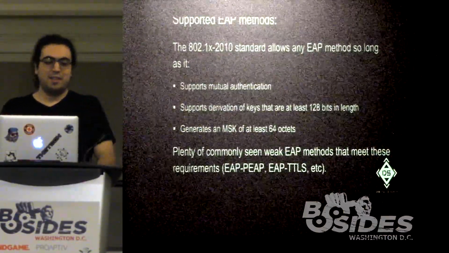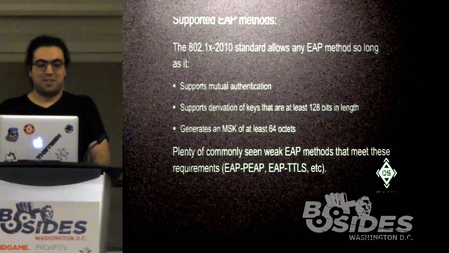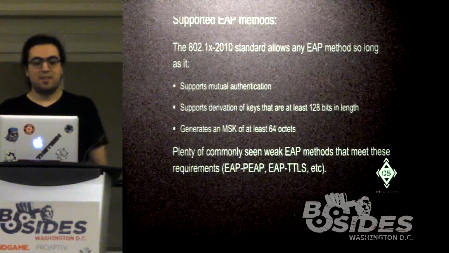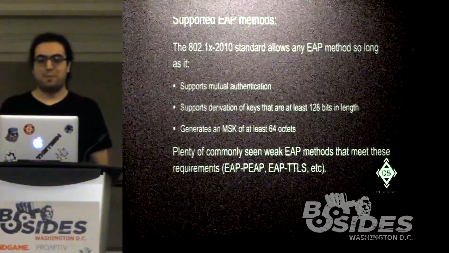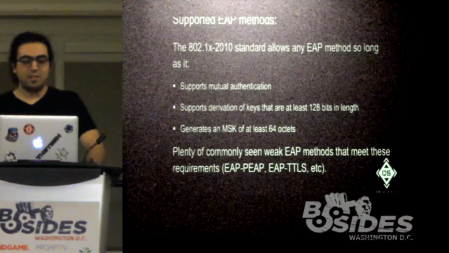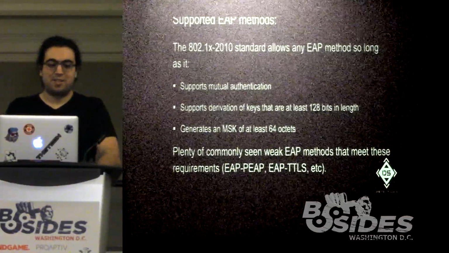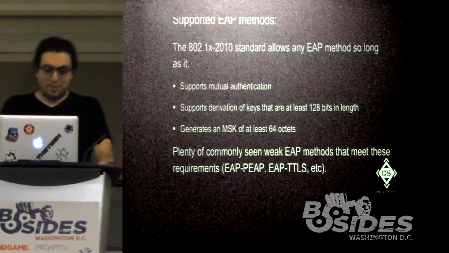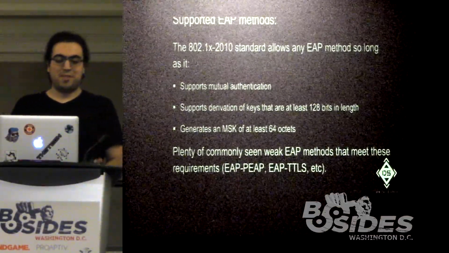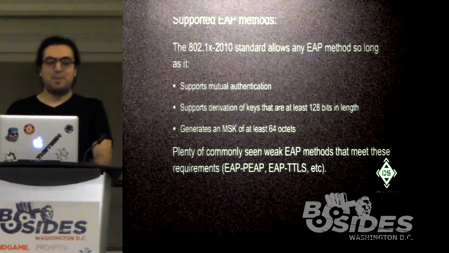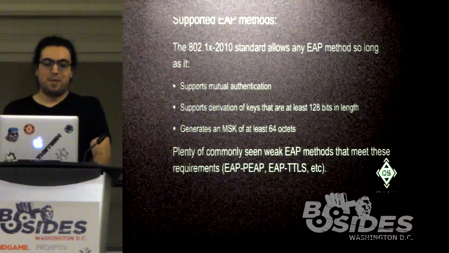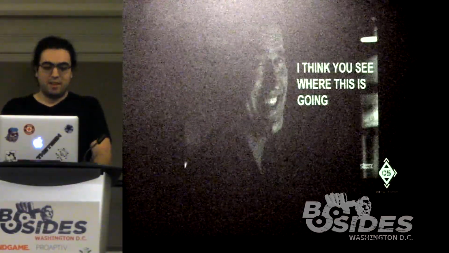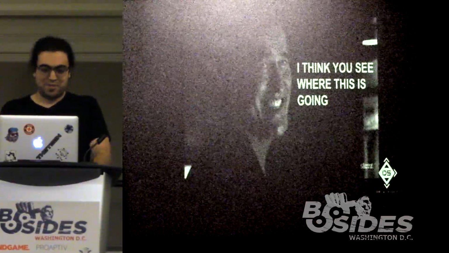used. The 802.1x 2010 standard allows any EAP method so long as it supports mutual authentication, supports the derivation of keys that are at least 128 bits in length, and generates an MSK of at least 64 octets. And there are plenty of commonly seen EAP methods that meet these requirements. EAP-PEAP, which we just described, EAP-TTLS, which is similar enough to EAP-PEAP that if you understand EAP-PEAP and the issues that affect it, you can understand EAP-TTLS as well. I think you see where we're going with this once again.